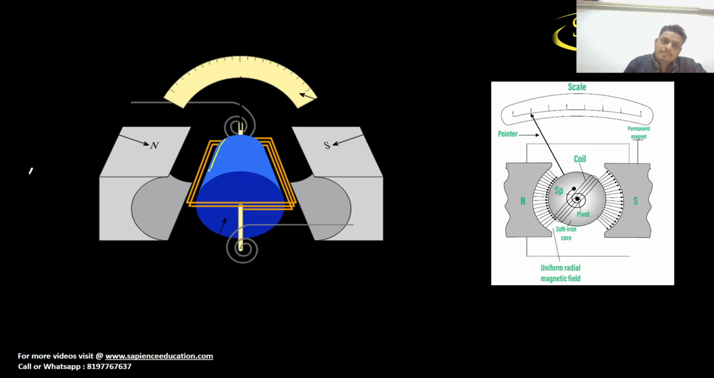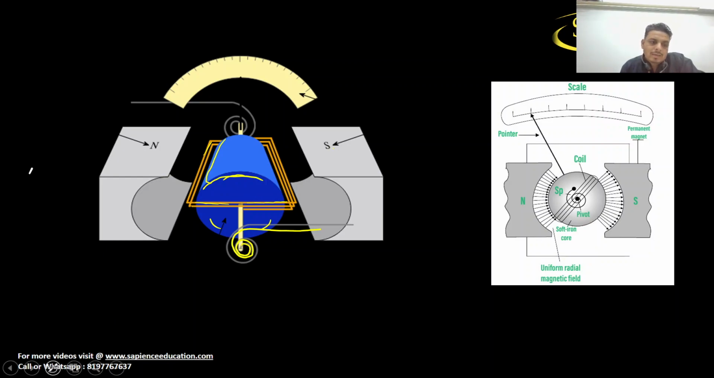This is the axis of rotation. It may be any metal, non-metal, whatever. Around this, a coil is placed. See here, there are a number of turns. And there is a spring attached to it. There is a north as well as a south magnetic pole.